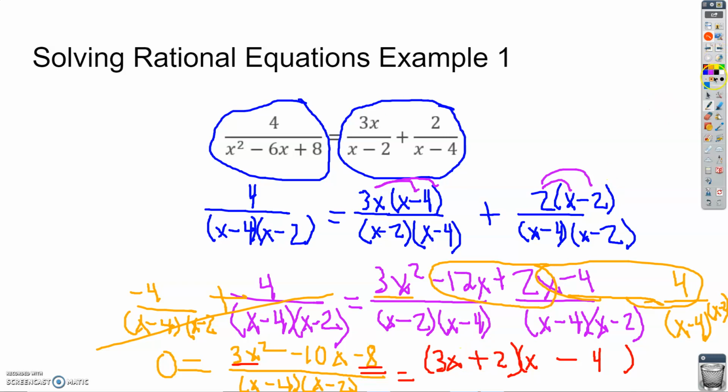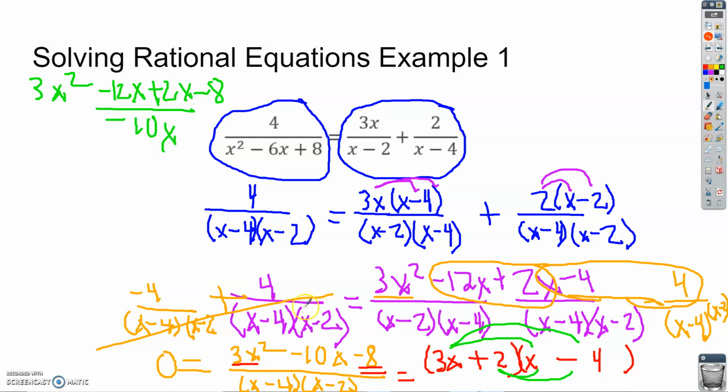So remember, I'm just guessing, and now I have to check it to make sure that I am correct when I factored it. So 3x times x, 3x squared, 3x times negative 4, negative 12x. 2 times x is 2x. And then 2 times negative 4 is negative 8. So when I combine this, that's negative 10x. So I am correct. This and this are the same thing. So that means I know I factored it correctly. If you don't check it, you could get it correct, but you could also get it wrong. And we don't want to get it wrong.